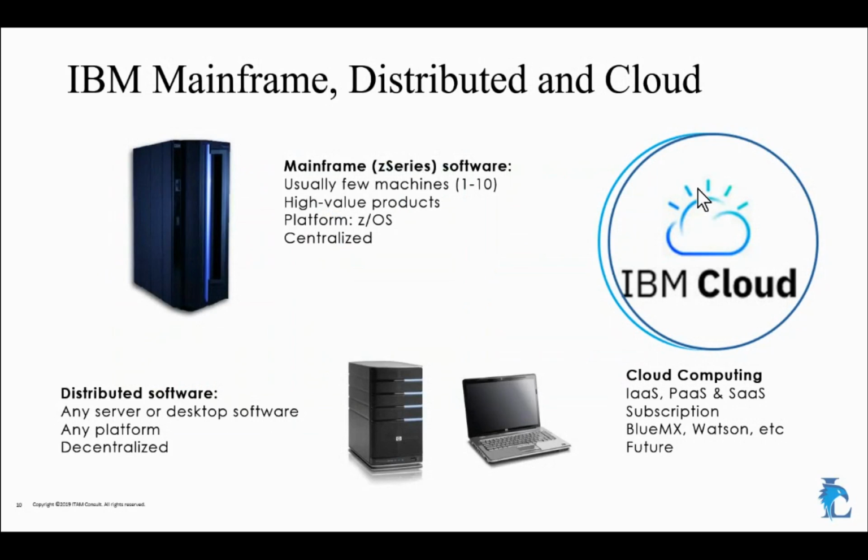Then you've got distributed software, and that's what the majority of us concern ourselves with in the licensing and SAM community. It's both server and desktop. It could be any platform. It's decentralized, and it is where we'll be focused on in this presentation, and it is very much the current world of IBM licensing. And then, of course, there's IBM Cloud.